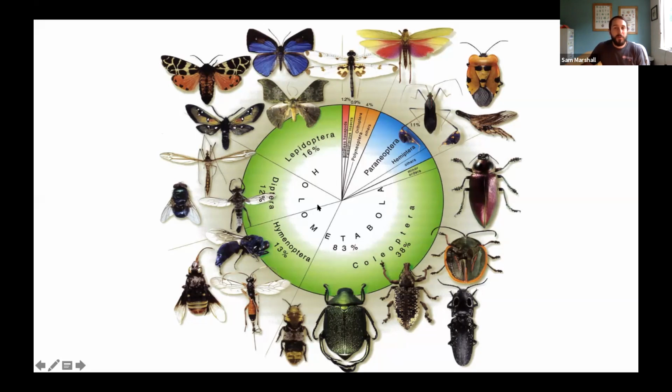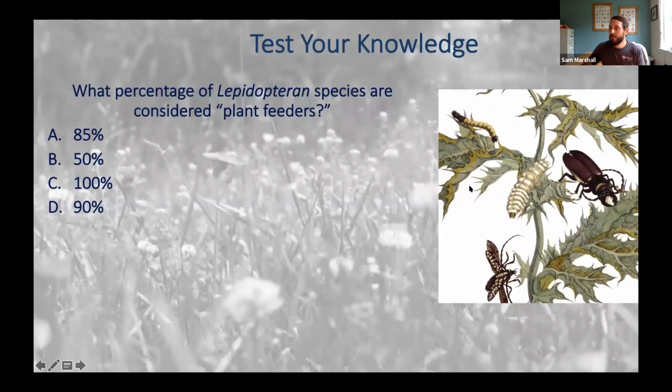So the Lepidopterans, Dipterans, Hymenopterans, and Coleopterans are part of what are known as the Big Four. And today we're just going to focus primarily on Lepidopterans. Okay, so I want to start out by testing your knowledge. What percentage of Lepidopteran species are considered plant feeders?